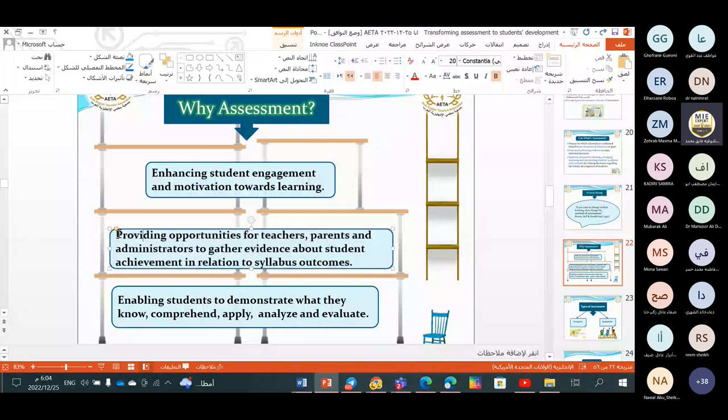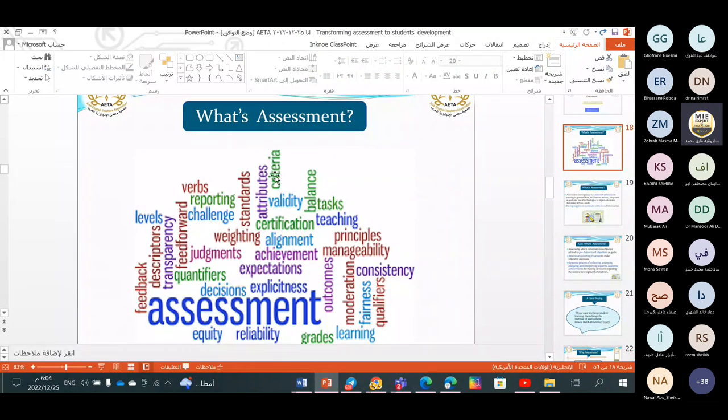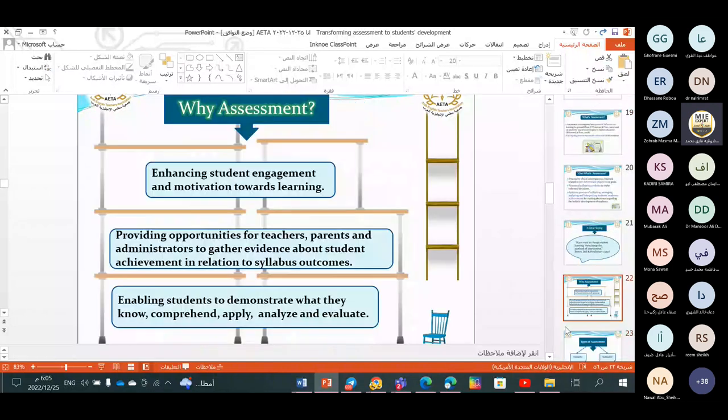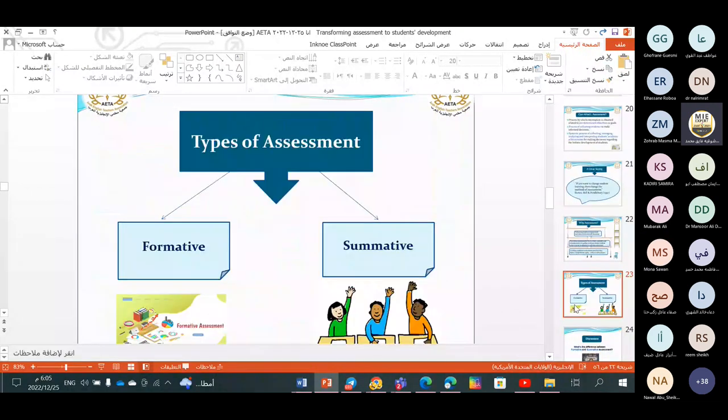Yes, why not? Why not? For example, here when you make assessment to provide opportunities for us as teachers or parents to gather evidence. For example, if we come to certification, or to criteria, when you put the criteria or the rubric for writing, as our colleague said, here it gives us a clear picture about our students' achievements and development in this process. Why not? Thank you. Thank you very much. Thank you for your question.